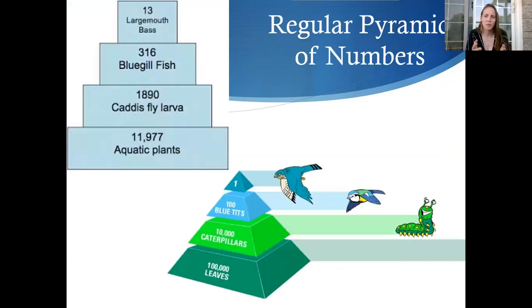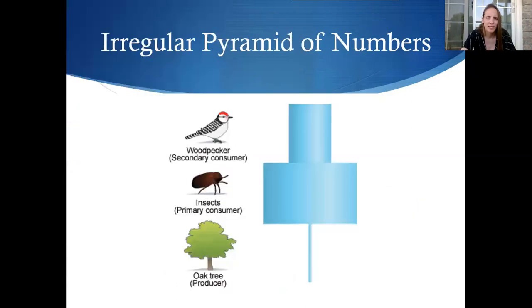So we'll look at another example of that in a moment. This would be what a regular pyramid of numbers would look like. So again, if we look at this example down here, where you've got 100,000 leaves being eaten by 10,000 caterpillars, by 100 blue tits, which is a kind of bird, by one of whatever that bird of prey is. So in this case, the caterpillar is smaller than the blue tit, which is smaller than the bird of prey. And so because of that, you have a normal pyramid of numbers.